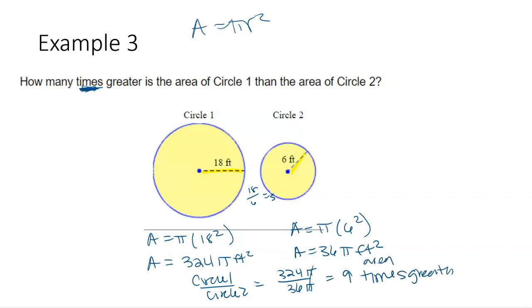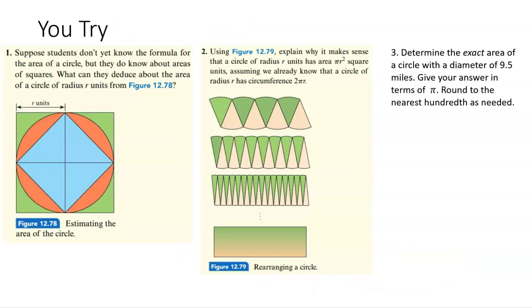Well, what do you notice about that? We thought it might be 3, but area is squared. What's 3 squared? It's 9. Interesting. Maybe there's something to that there. Go ahead and give these 3 a try. Press play when you're ready to see the solution.